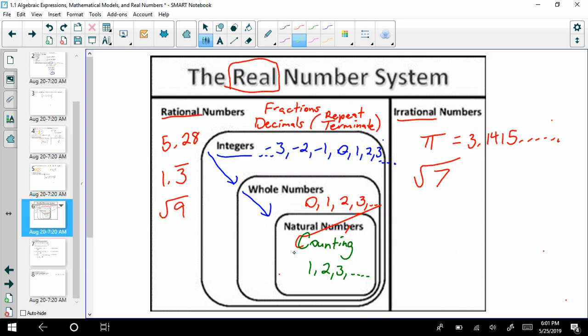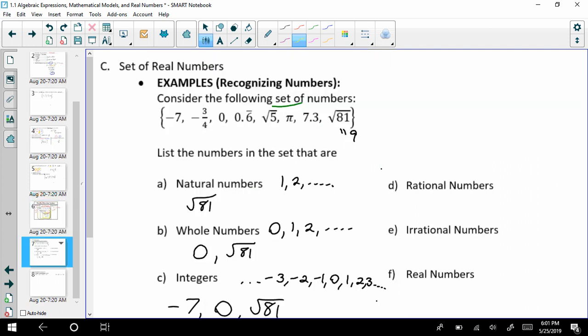If I look at this chart, if my number falls into the natural numbers, then it's in all of these categories as well, right? Like a bulldog is a bulldog, but it's also a dog. It fits into the larger category.